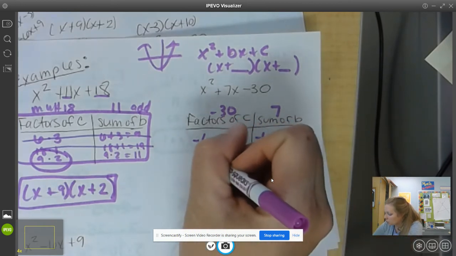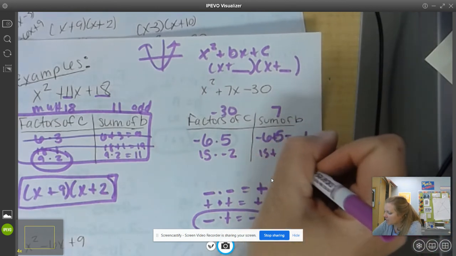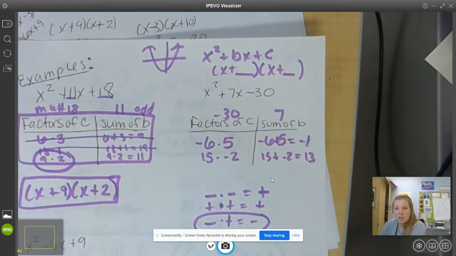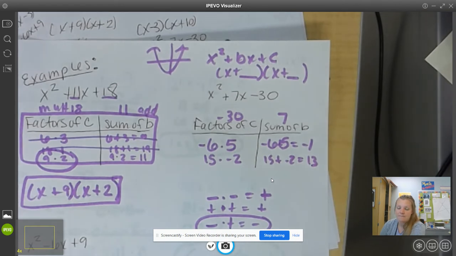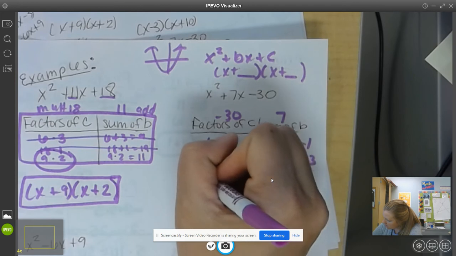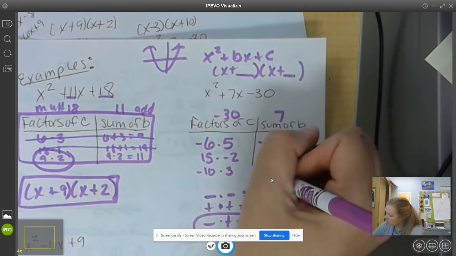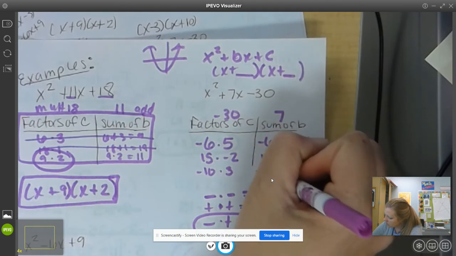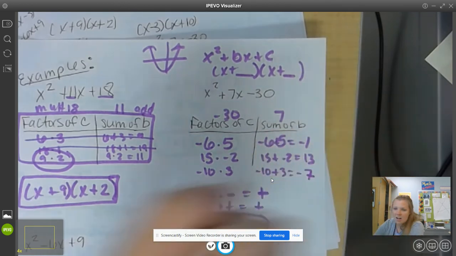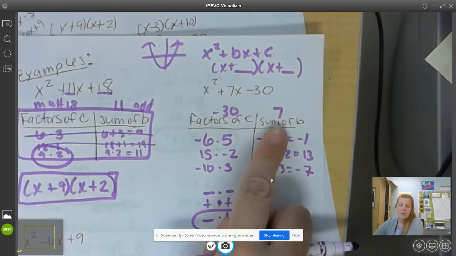30. 15 and 2. 15 times negative 2. 15 plus negative 2, though, is 13. So I got closer, but that's still not right. How about 3 and negative 10 and 3? Negative 10 times 3 is 30, but negative 10 plus 3 is negative 7. I'm so close, but I got negative 7 and I need positive 7.